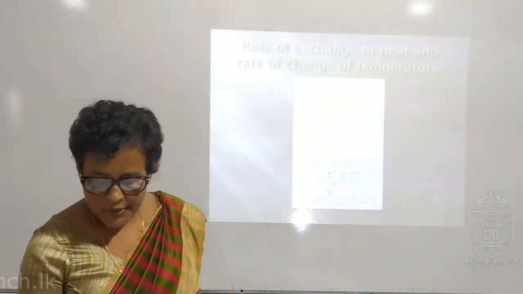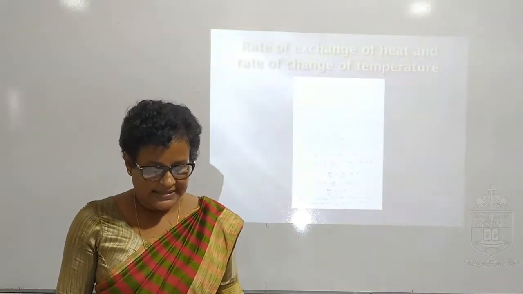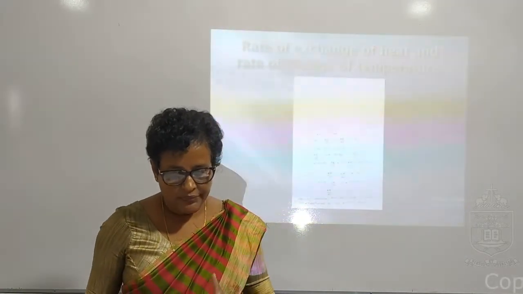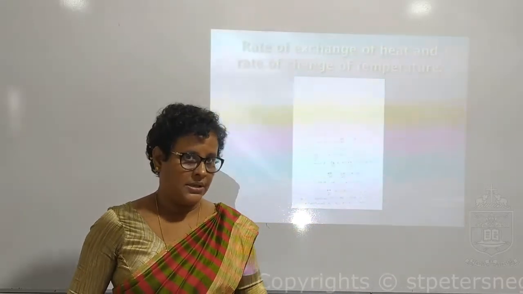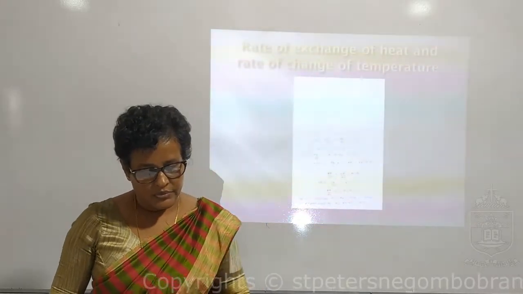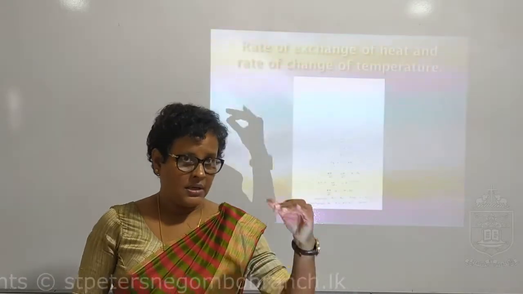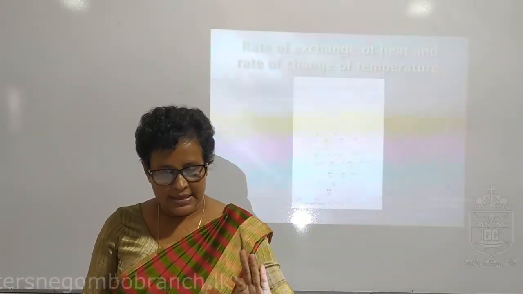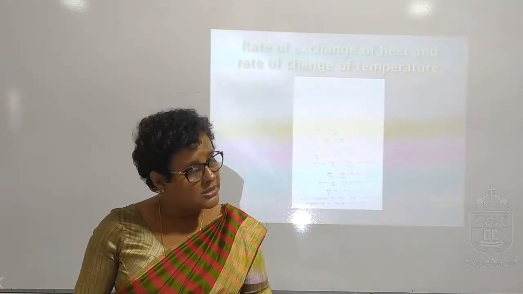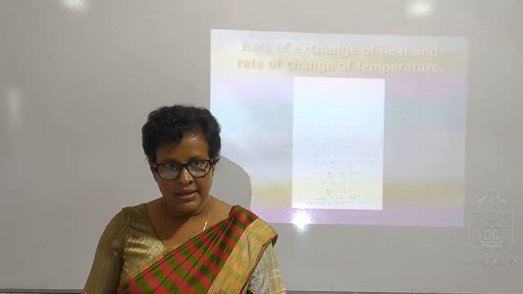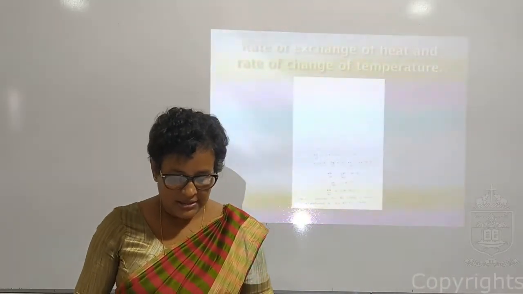So look here. Now consider an object of mass m, specific heat capacity c, which exchanges an amount of heat delta Q within delta t time, and as a result of it, the temperature change is delta theta. Now the rate of heat exchange is delta Q divided by delta t, units J s^-1. The rate of temperature change is delta theta divided by delta t, that is degrees Celsius per second, C s^-1 or K s^-1.